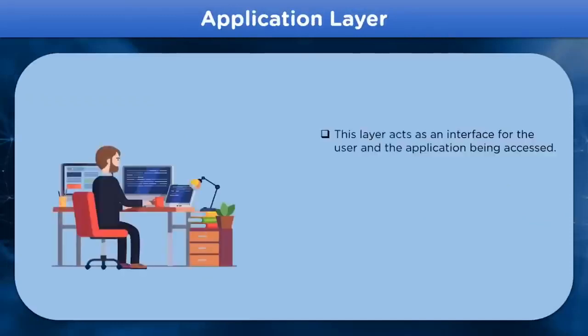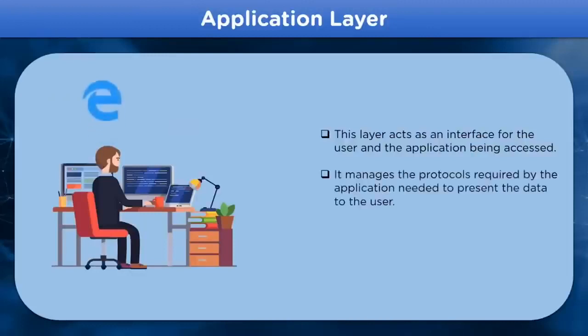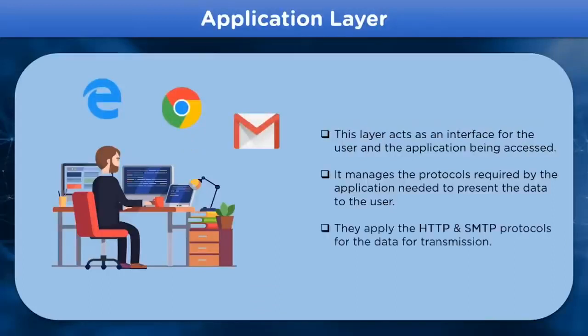The topmost layer in the OSI model is the application layer, which acts as an interface between the user and the applications that are being accessed, which can be Internet Explorer, Chrome, or any email client. It also handles different protocols that are needed for data transmission over the network channel, such as the Hypertext Transfer Protocol, the HTTP protocol, and the SMTP protocol, which is the Simple Mail Transfer Protocol. Now let's move on to the next layer.